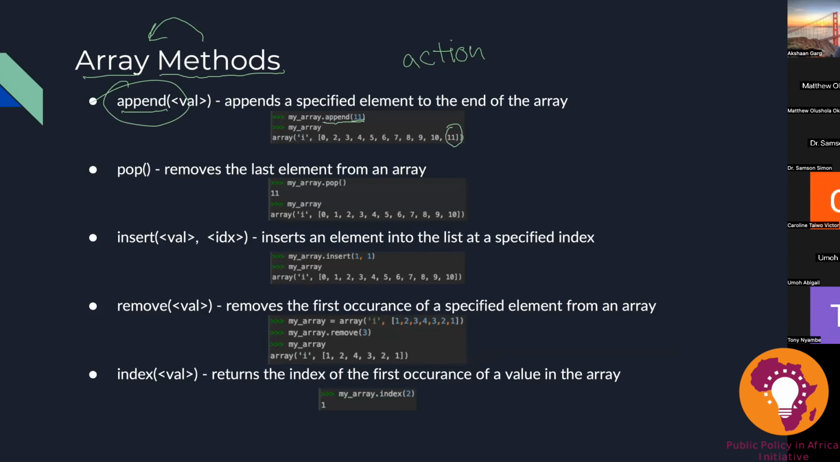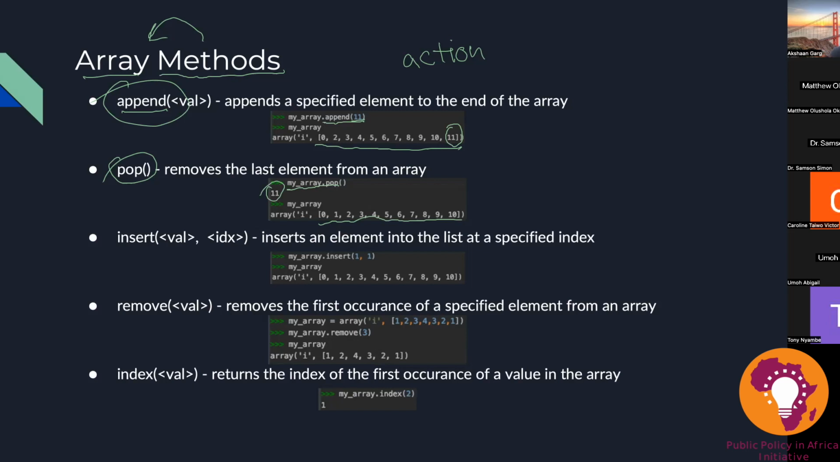Now, if we do my array dot pop, what it will do is it will simply pop the last element from the back. So the opposite of append in a way you can think. Over here, my array had become this array until 11. So when we did my array dot pop, we got a return value of 11, because that 11 has now been removed from the array. We'll see these examples. Right now, I'm just trying to give you an overview.